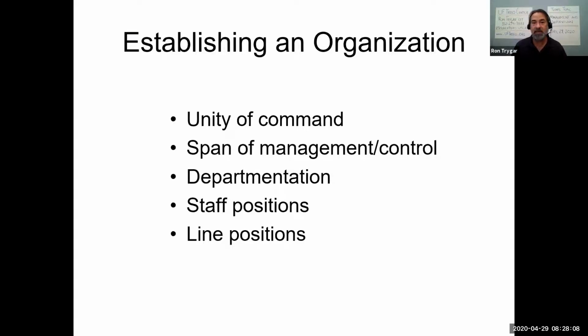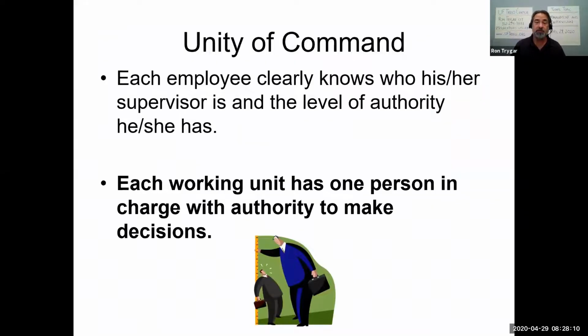I'll talk about these. The unity of command is where each employee clearly knows who their supervisor is and what level of authority he or she has. So you probably know who your direct supervisor is, and you probably have an idea of how much authority he or she has. You probably also know who the top person is and how much authority they have. So that's part of the unity of command. Each working unit has one person in charge with authority to make decisions. Again, given some authority to make decisions on the day-to-day activities rather than having to maybe call the city manager for every little thing. I hope that makes sense.